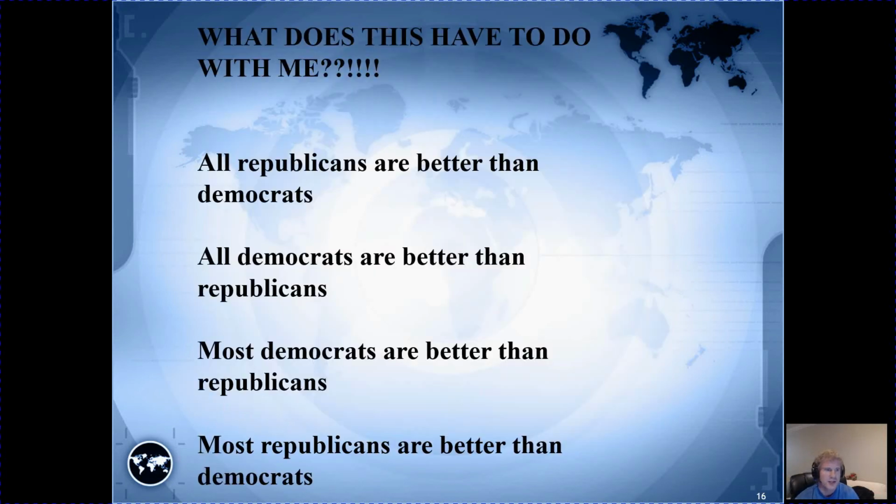So what in the world does this have to do with me? Why do I need to learn this? Well, let's take a look at some of these statements. All Republicans are better than Democrats. All Democrats are better than Republicans. Most Democrats are better than Republicans. Most Republicans are better than Democrats.